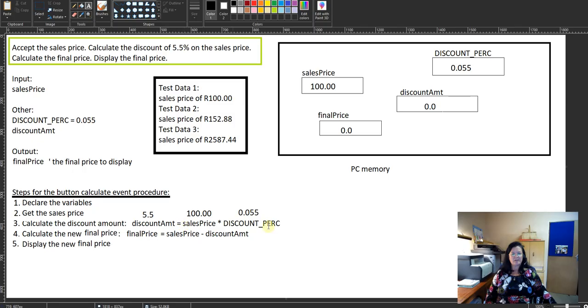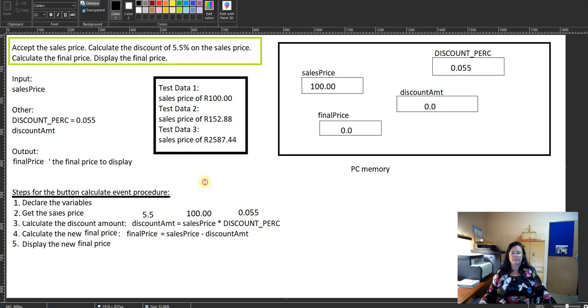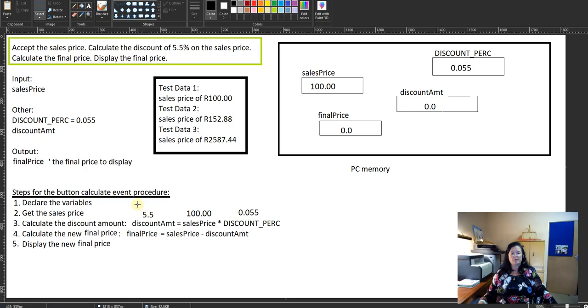Now the moment that this formula is finished calculating the value, the result, the computer is going to take that and save it in the place where we specified. So we specified that the result must be saved in discount amount, and that is what would happen. So step 3 would be finished, and discount amount now stores the result of the calculation.